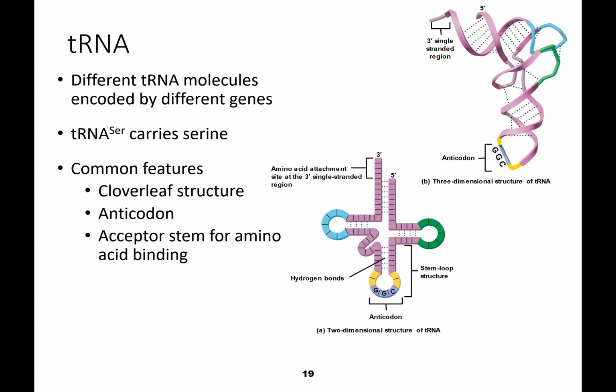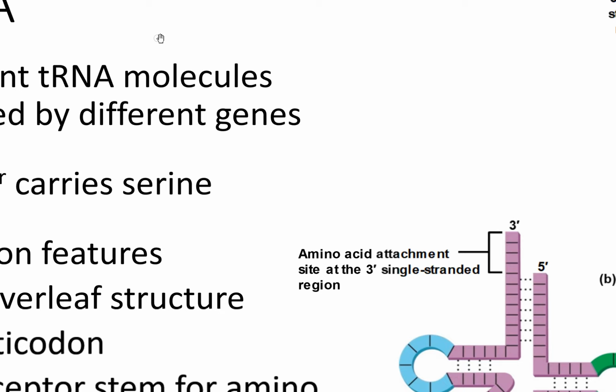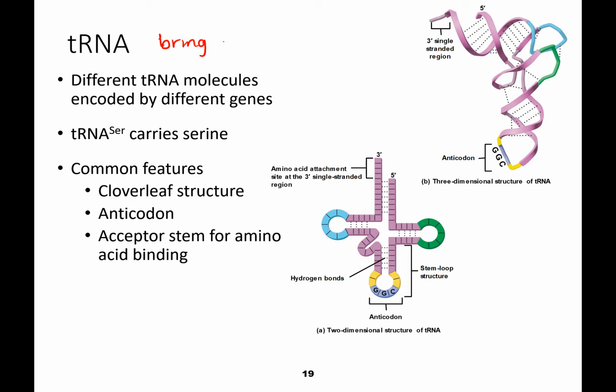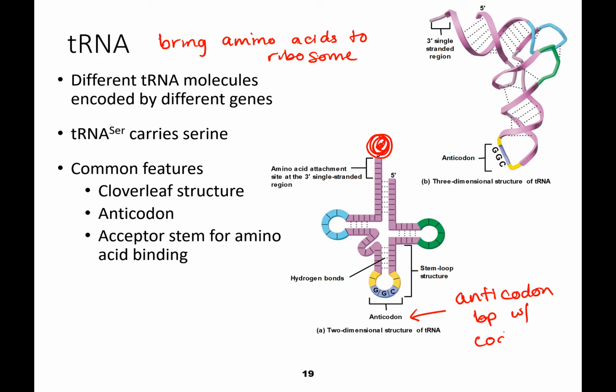So let's talk about that tRNA molecule. Okay. tRNAs bring amino acids to the ribosome. So right here, there would be an amino acid attached. And the amino acid that's attached is determined by the anticodon. So right down here you have something called the anticodon. And it's called that because it base pairs with the codon antiparallel.